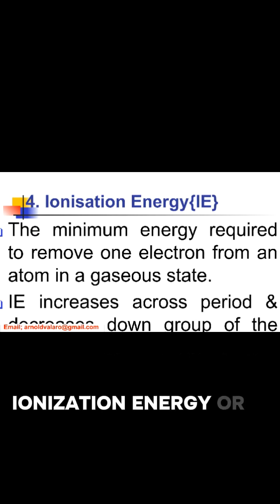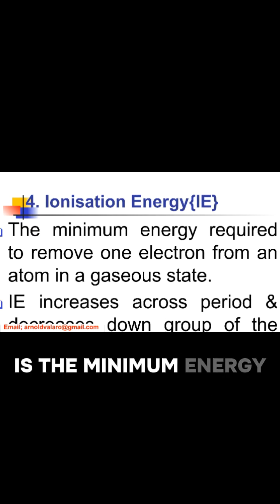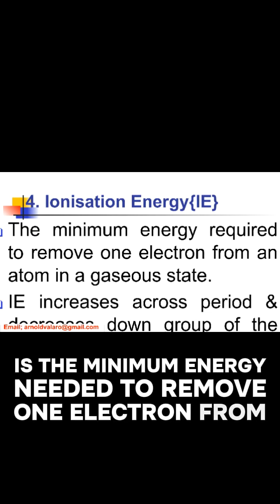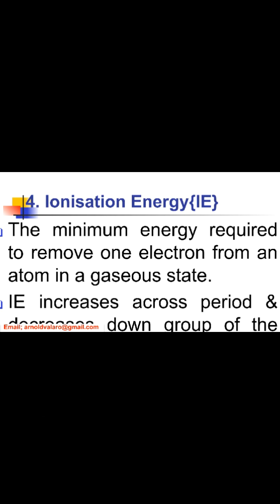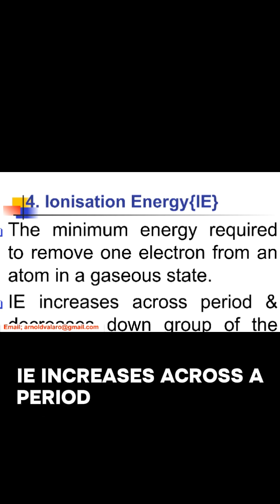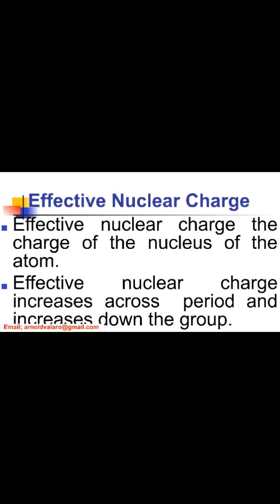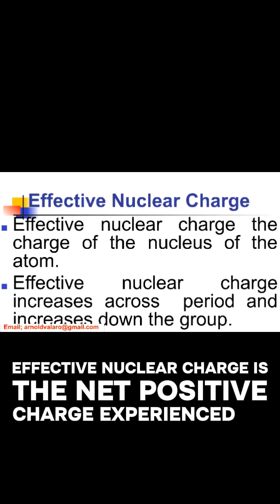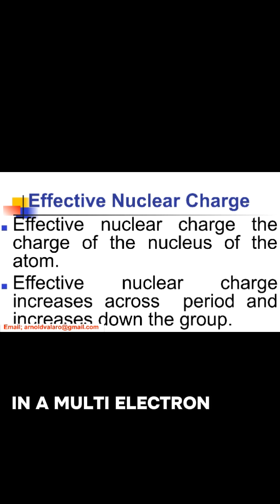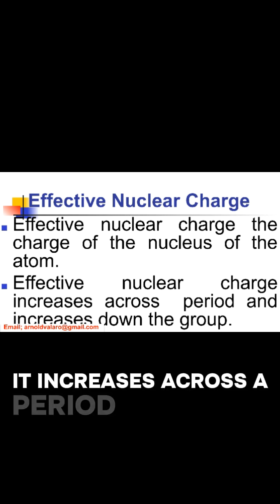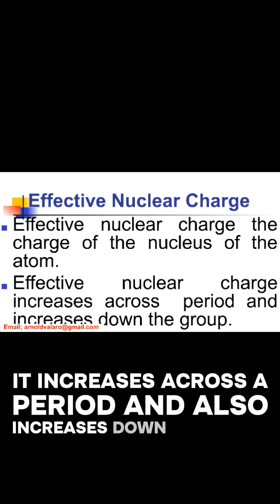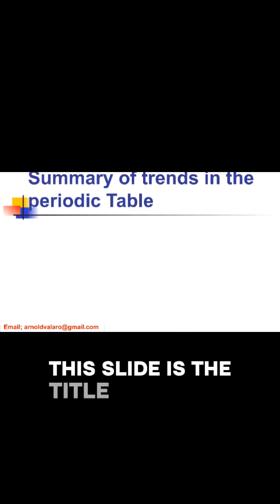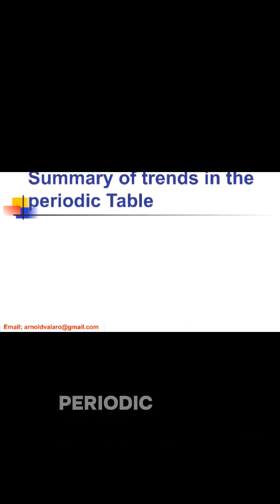Ionization energy, or IE, is the minimum energy needed to remove one electron from an atom in a gaseous state. IE increases across a period and decreases down a group. Effective nuclear charge is the net positive charge experienced by an electron in a multi-electron atom. It increases across a period and also increases down the group. This slide is the title slide for the summary of trends in the periodic table.